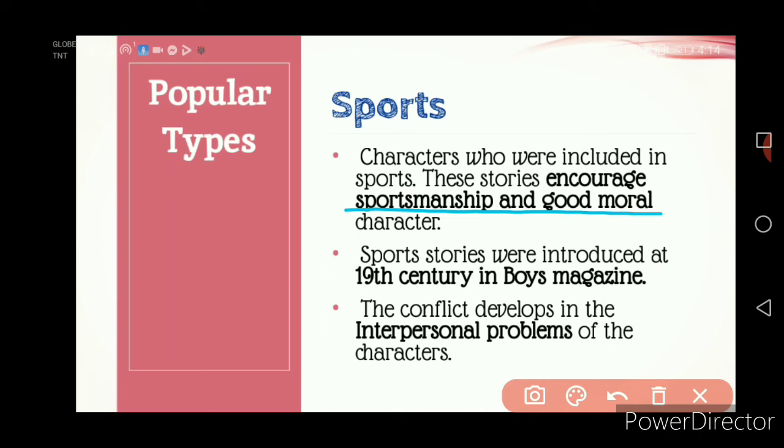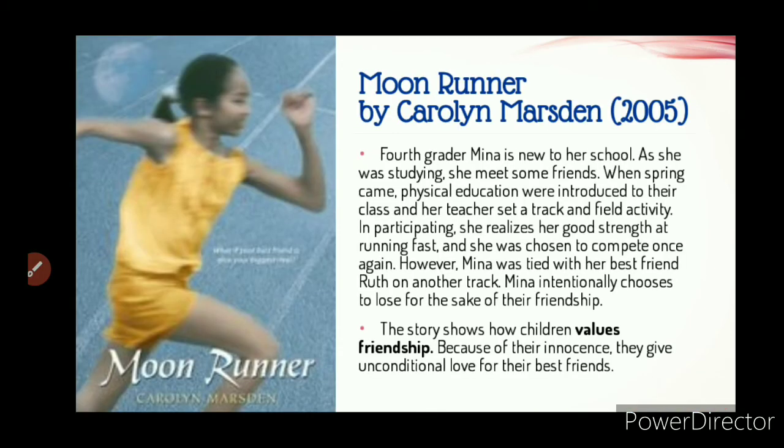Usually the conflicts in sports develop from the interpersonal problems of the characters, which means that the conflict is between two people. Moonrunner is about an elementary student, Mina, who discovers her skills in running. The conflict starts when she has to compete with her best friend named Ruth. As she thinks about her best friend, she purposely chooses to lose in the game, but instead of a good result, it leads to misunderstanding. Sports stories present how competition affects the life of the people.